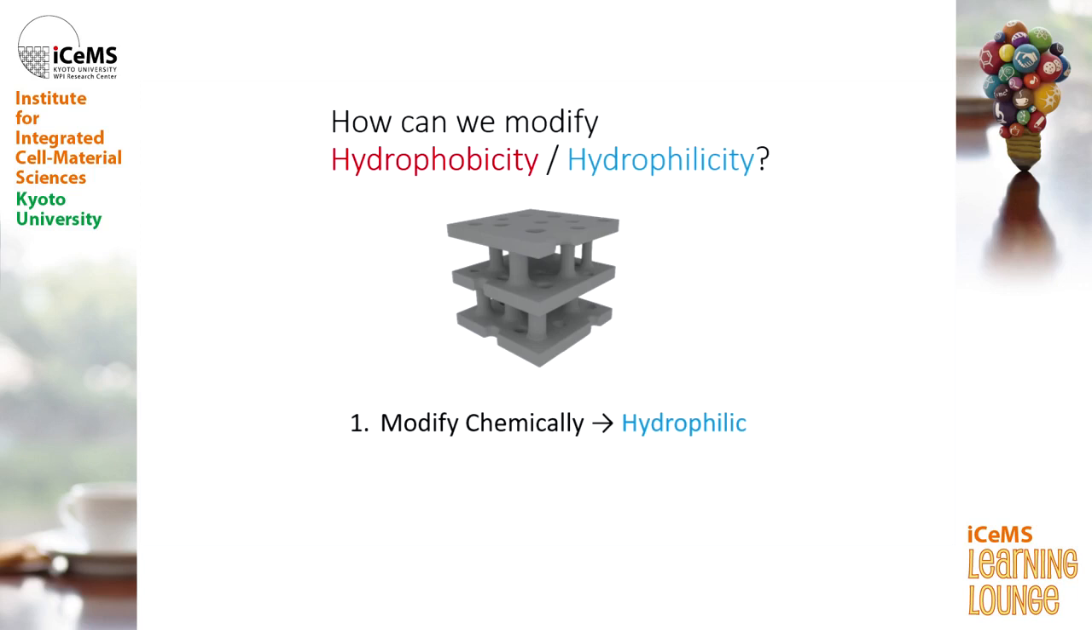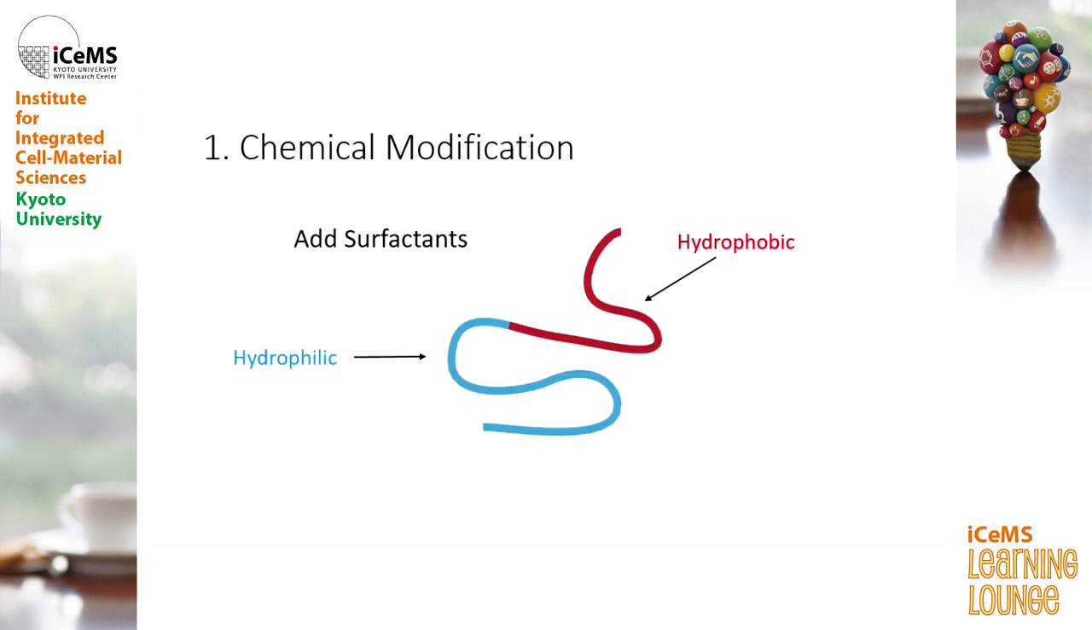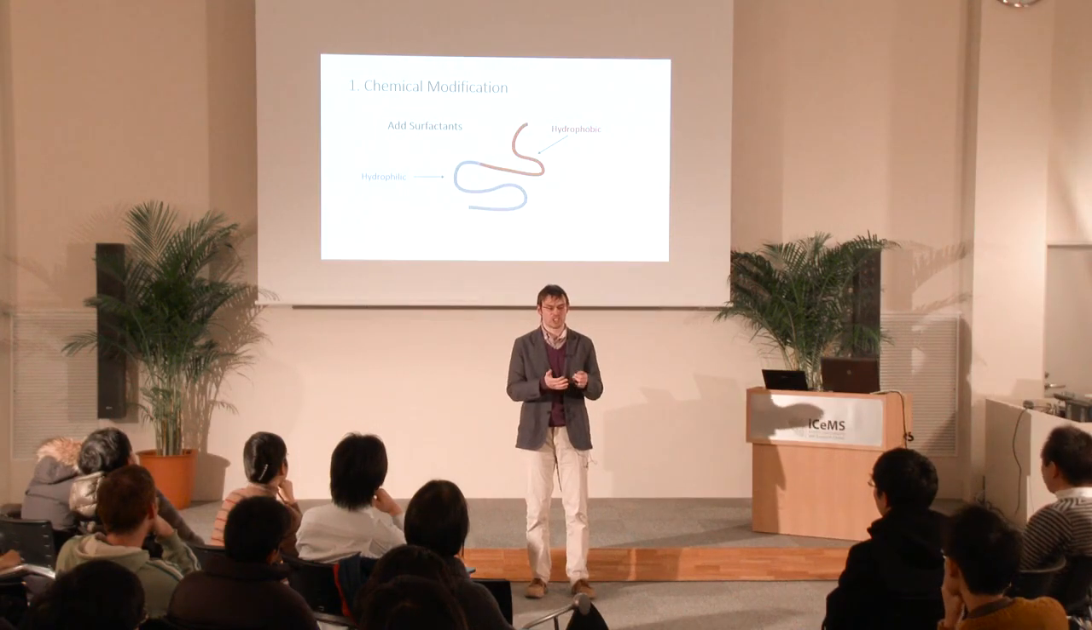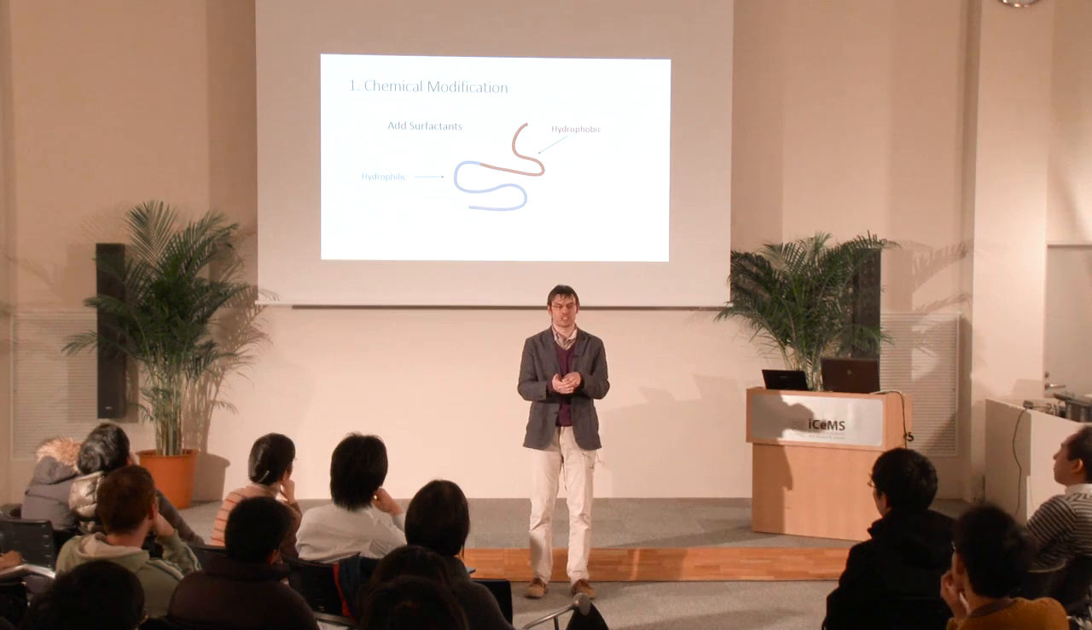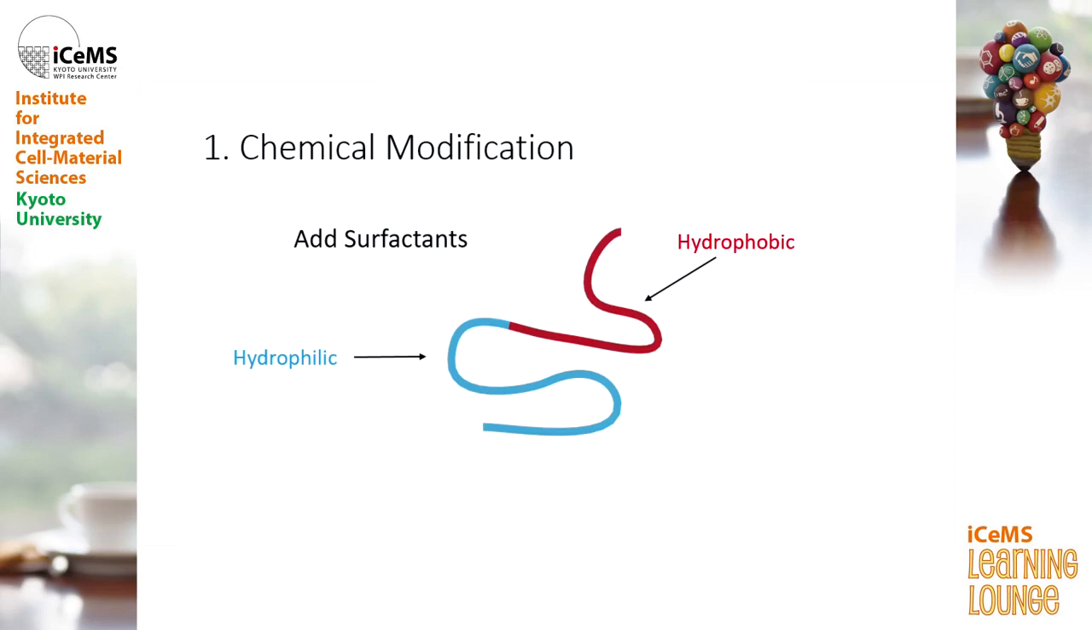I can show you two ways. One way, I can modify it chemically to make it more hydrophilic. And I can also modify the structure of this material to make it more hydrophobic. I'll start with the chemical modification. I modify it with surfactants. Now, I think you're all familiar with soap. This is a common type of surfactant. Surfactants have a hydrophilic part and a hydrophobic part. In the case of soap, the hydrophobic part attaches to the dirt on your oily skin and allows the water to remove it. And so I add these surfactants to my material when I coat it.